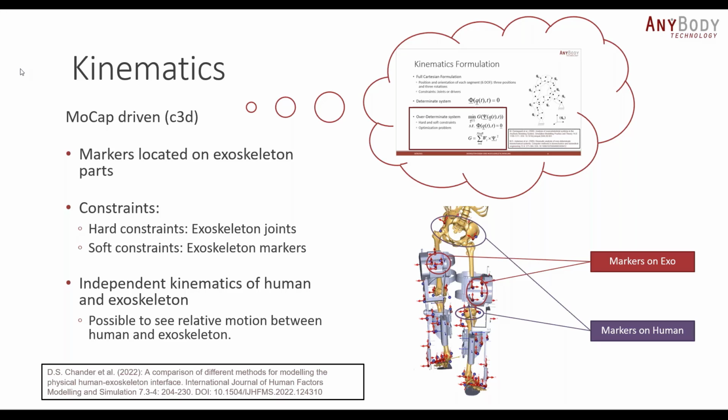So this model that you can see in the slide is the model that we worked on during my PhD, and we had marker data on the exoskeleton and the human. With the independent recording of the human and the exoskeleton, we could see the relative motion between the human and exoskeleton, and that can be quite relevant for some investigations.